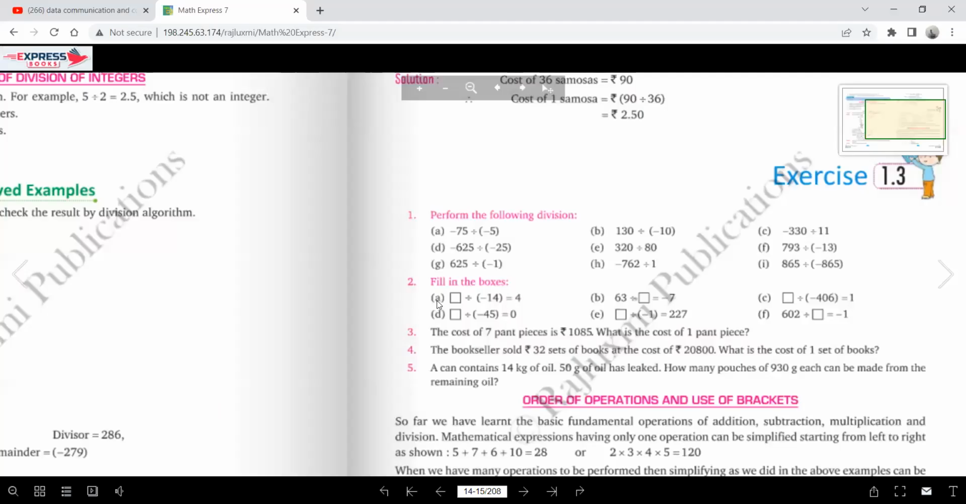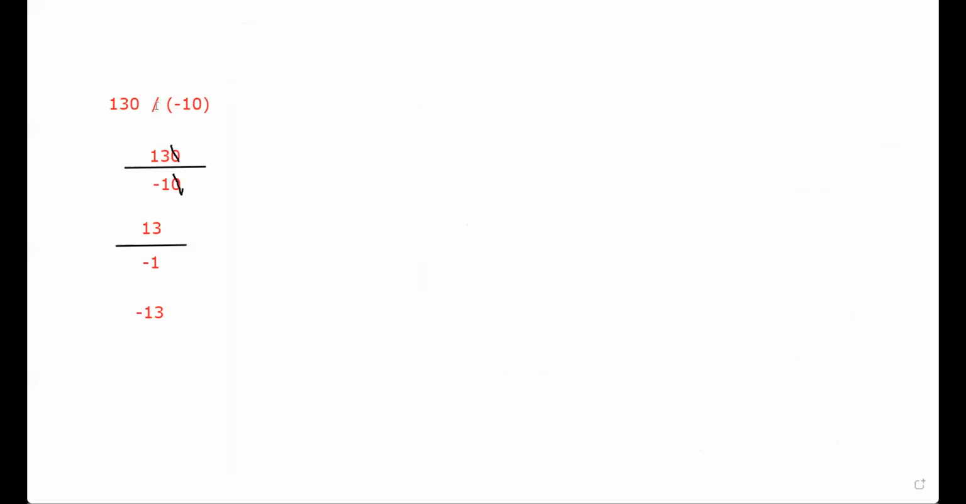Question number 2 is filling the blanks, where a box is given and we have to find the value of this box. So my dear student, this is a very easy question and we have to follow very simple steps to solve this exercise. I'm just trying to help you solve this question. In question number 2, part A says which number I have to divide by 14 so that the answer 4 will come. So I have to write this question in that fashion. Question number 2 part 1.